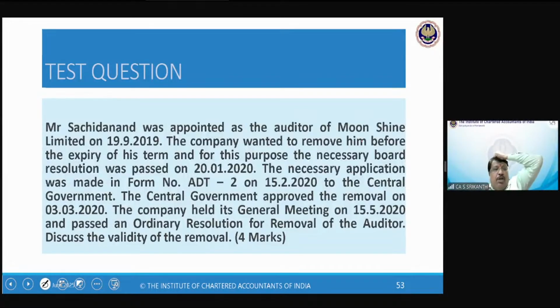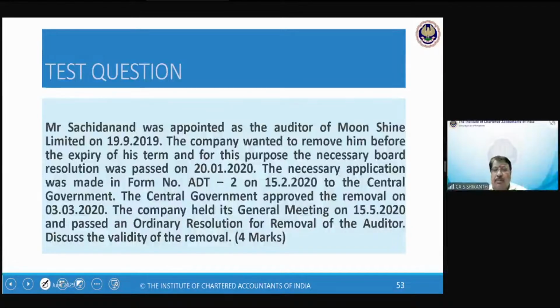The central government approved the removal on 3/3. Solomon Grundy, born on Monday, christened on Tuesday, then removed on Wednesday. Okay, what to do? Appointed on Monday, audited on Tuesday, removed on Wednesday. Okay, no problem. But let us see. The central government approved the removal on 3/3/2020.